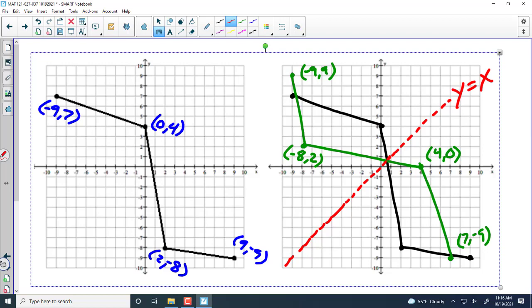Then you just connect those dots as well. And then if you draw in the line y equals x, that perfect diagonal line going right through the origin, you should see its reflection. It looks like one of them just swiveled around that line, kind of like it was anchored to it and just twisted around, three-dimensional, 180 degrees.